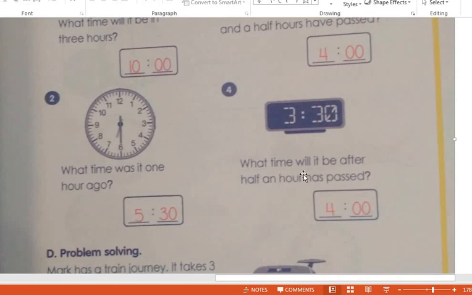Here, what time will it be after half an hour has passed? After half an hour has passed, 3:30, then 30 minutes or half an hour, so it will be in the future 4 o'clock.